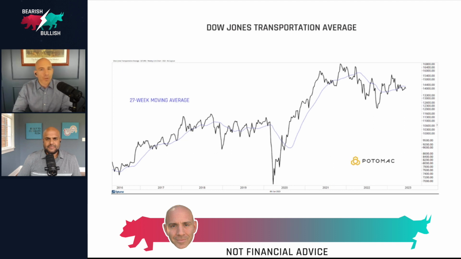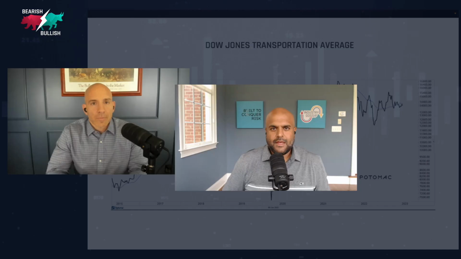And what you can see there is the Dow transports with a 27-week moving average, chopping sideways for the past few months, but right now below that moving average. And that moving average is, if you squint, you'll see that it is starting to curl lower. So that is a bearish development from an intermarket perspective. And I also think it speaks to the narrowness of leadership in the market.